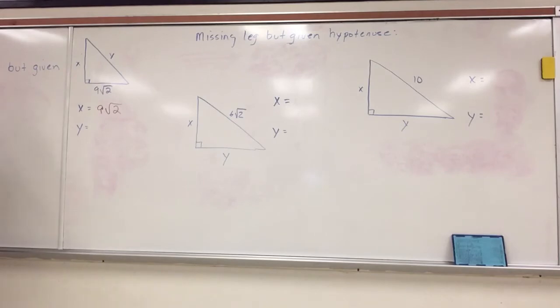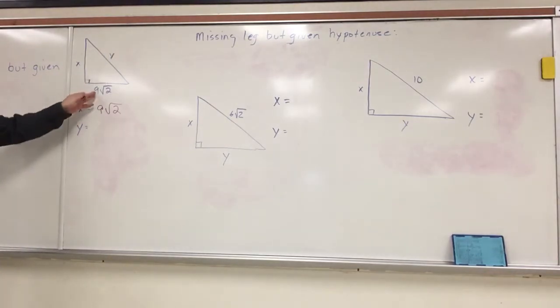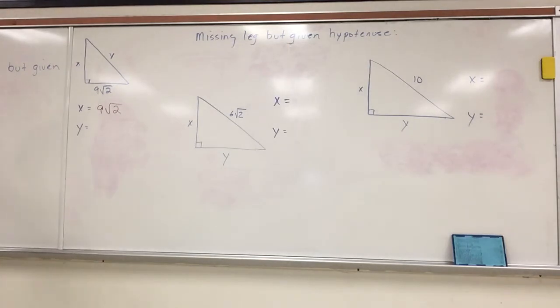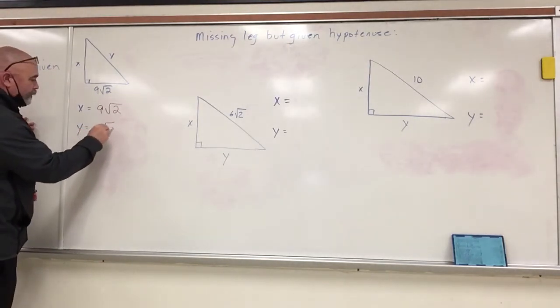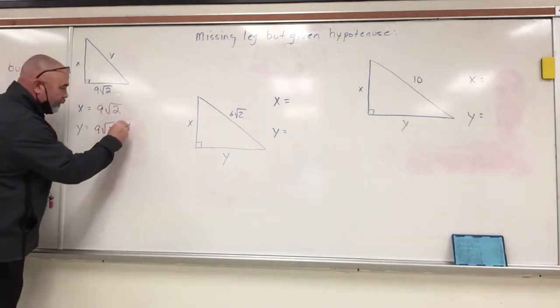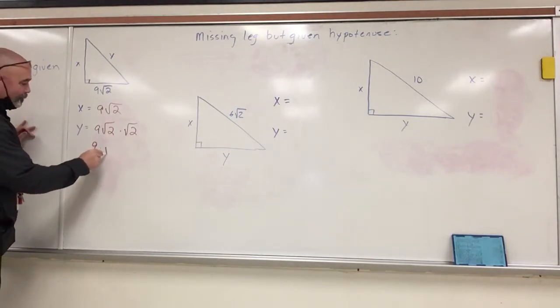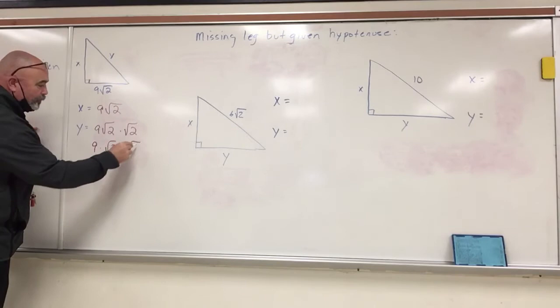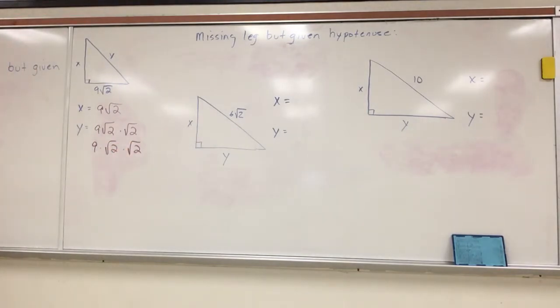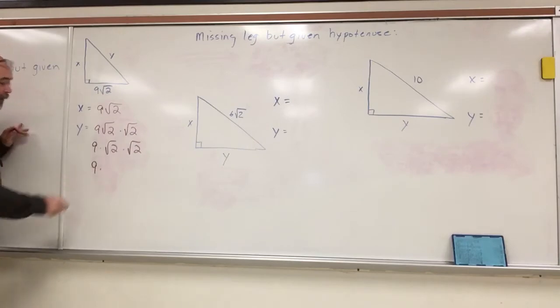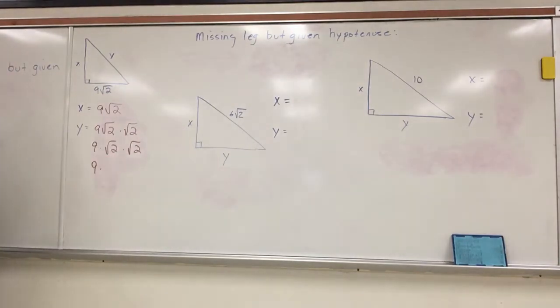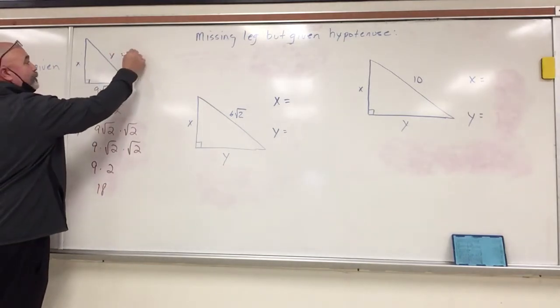Now I know that the hypotenuse is the leg times square root of 2. Everybody watch. 9 square root of 2 times square root of 2. Now, that means 9 times square root of 2 times the square root of 2. Well, what's square root of 2 times square root of 2? It's 2, right? What's 9 times 2? 18. So my hypotenuse in this case is equal to 18.